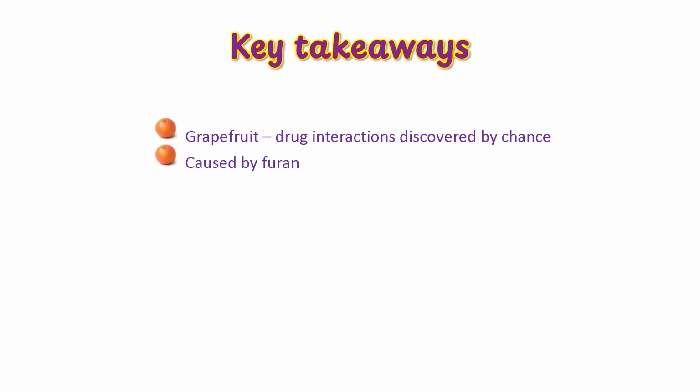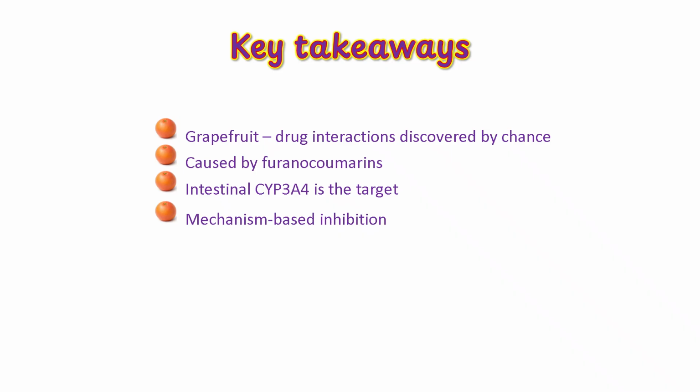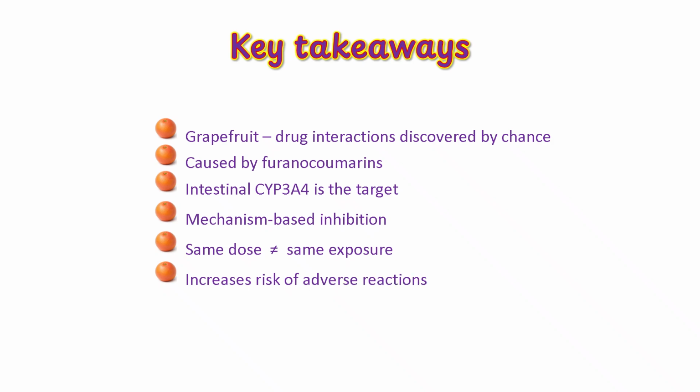In summary, grapefruit drug interactions were discovered serendipitously, but reveal an important pharmacological principle. They are caused by furanocoumarins in grapefruit juice. These molecules cause mechanism-based inhibition of intestinal CYP3A4, increasing oral drug exposure without changing dose. This interaction highlights how diet can meaningfully alter pharmacokinetics and why food-drug interactions should never be overlooked in clinical practice.